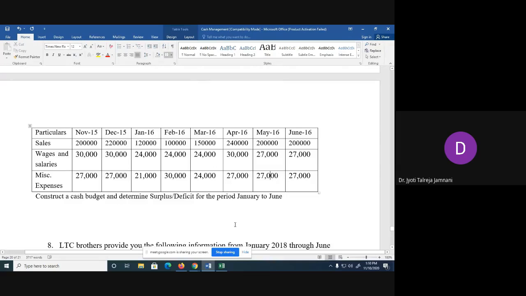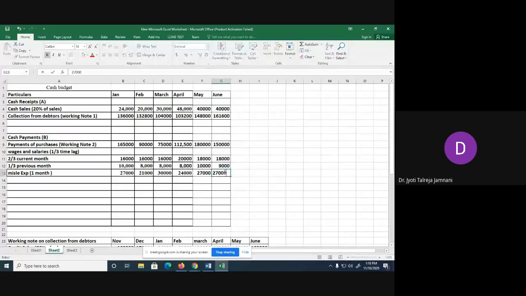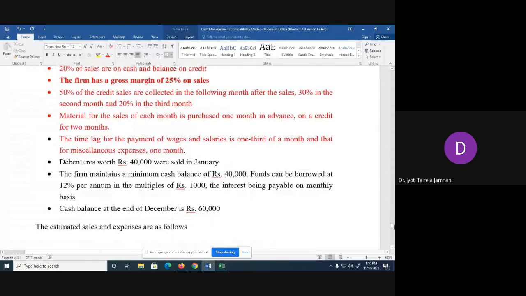And May, it is 27,000, which we will pay in June. So I'm paying 1 month later. Okay, so this was about miscellaneous expenses. Let's see what is the next adjustment.